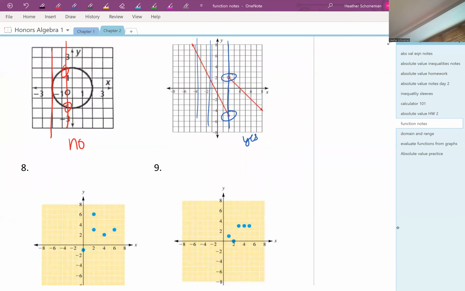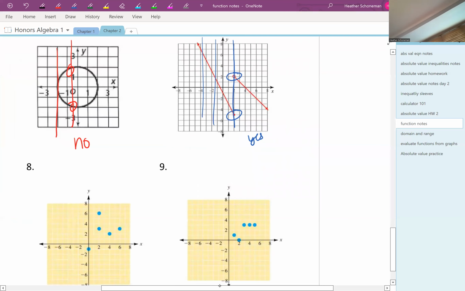All right, let's go over and look at number 7. So my screen totally glitches out again.